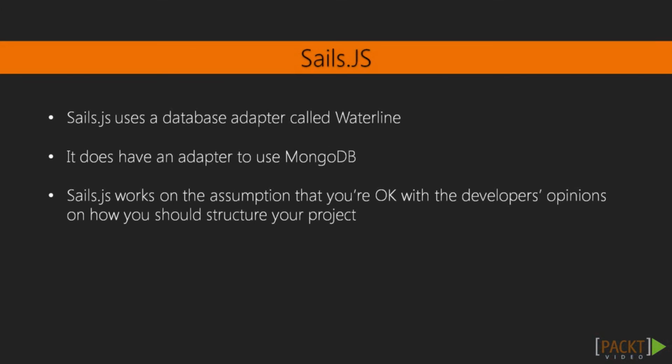Sails.js uses a database adapter called Waterline, which gives you a data model based on relational databases. It does have an adapter to use MongoDB, but you don't get all the features of Mongo yet. In practice, this hasn't limited me in any way. The problem a lot of people have with Rails, and the one you may have with Sails.js, is that it works on the assumption that you're okay with the developer's opinions of how you should structure your project.